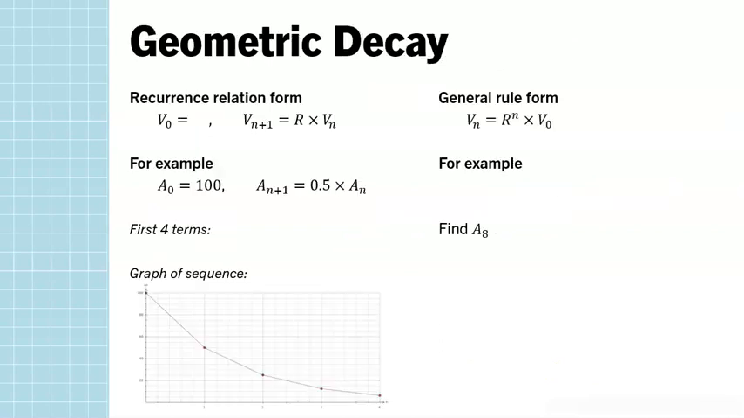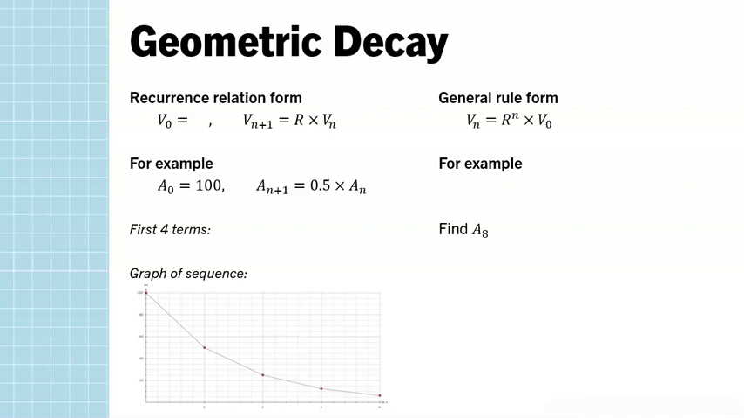Moving now into geometric decay. Here's where we're looking at decreasing values. Please note here, our recurrence relation and our general rule are exactly the same as they were for all of the growth examples. It's important to remember that when we're calculating or identifying that R value, we're looking for a value that is between 0 and 1. So calculating it means we're doing 1 minus the rate over 100.